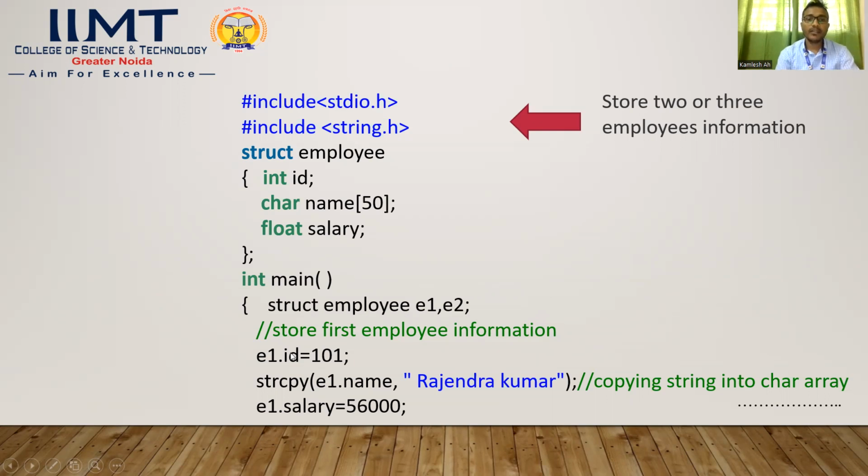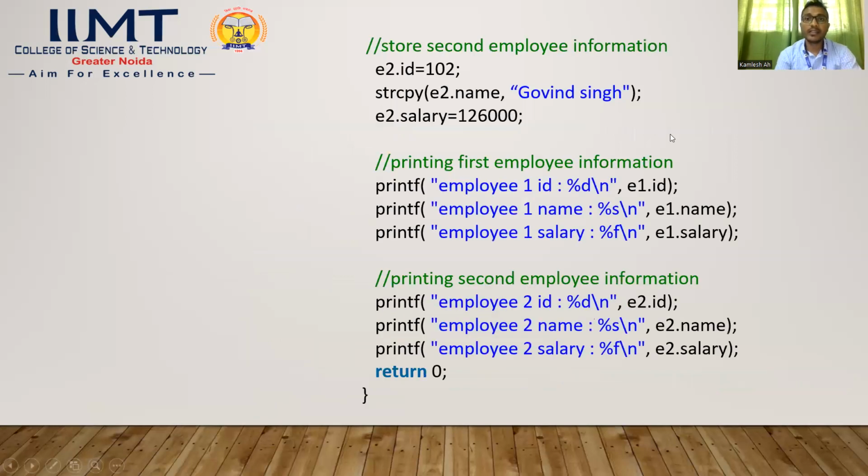E1 holds the first employee and E2 holds the second employee record. E1 dot id equal to 101, string copy E1 dot name Rajendra Kumar. 101 and Rajendra Kumar is the first employee, and E1 dot salary is 56,000. And in this slide, E2 dot id equal to 102 and string copy E2 dot name Govind. His second employee name is Govind Singh, employee ID 102, and salary is 1,26,000.